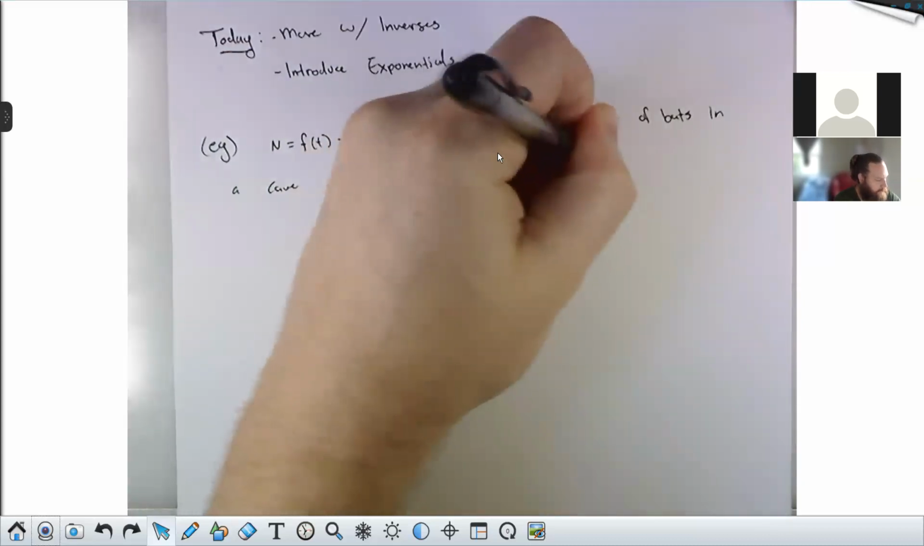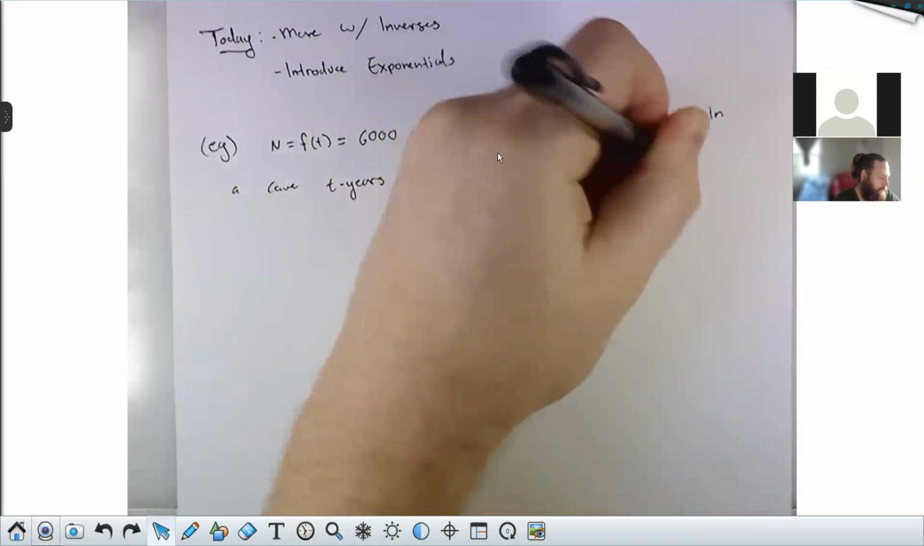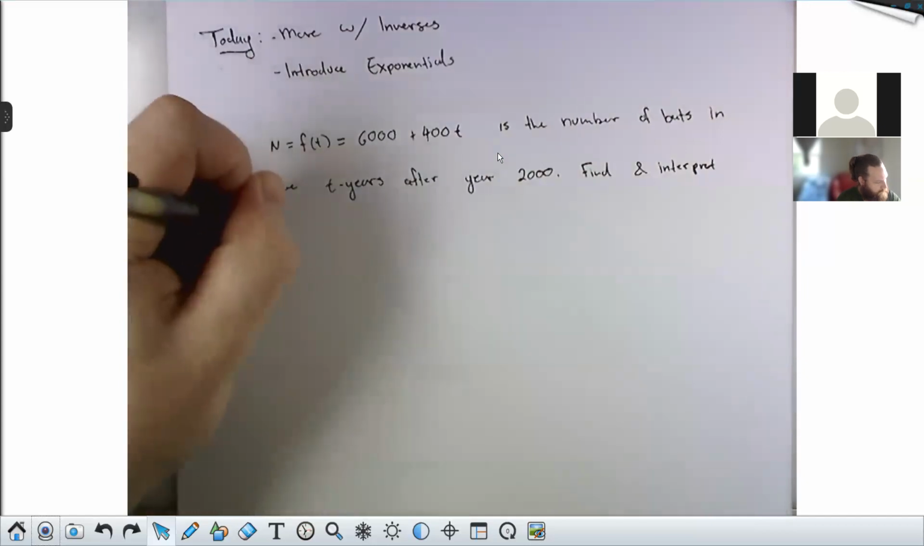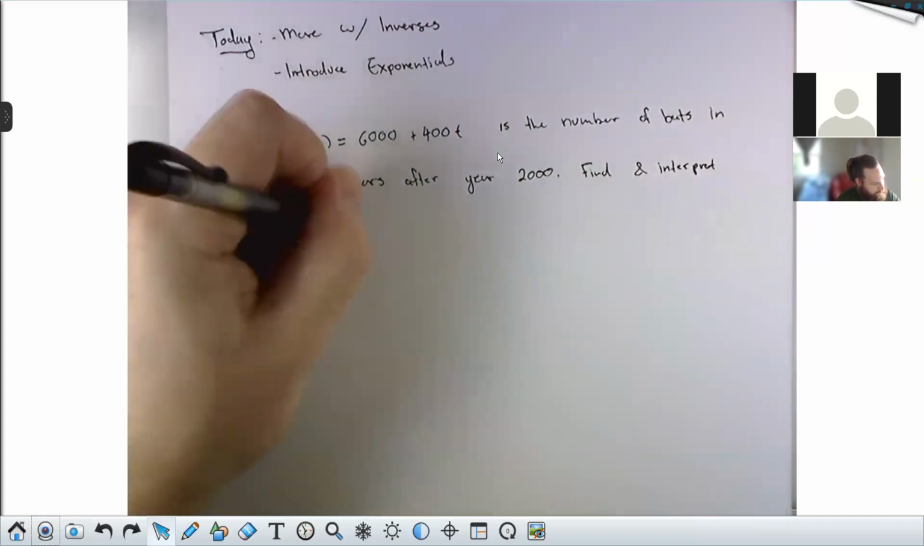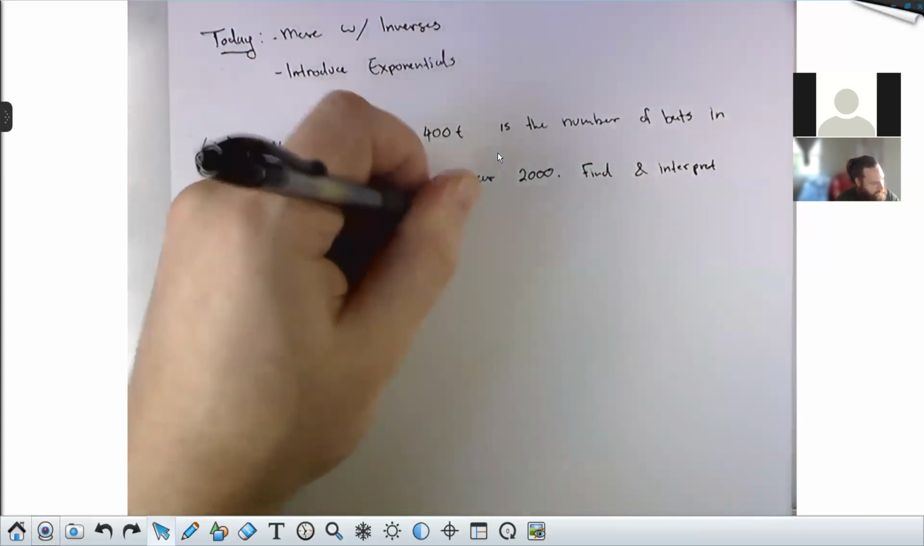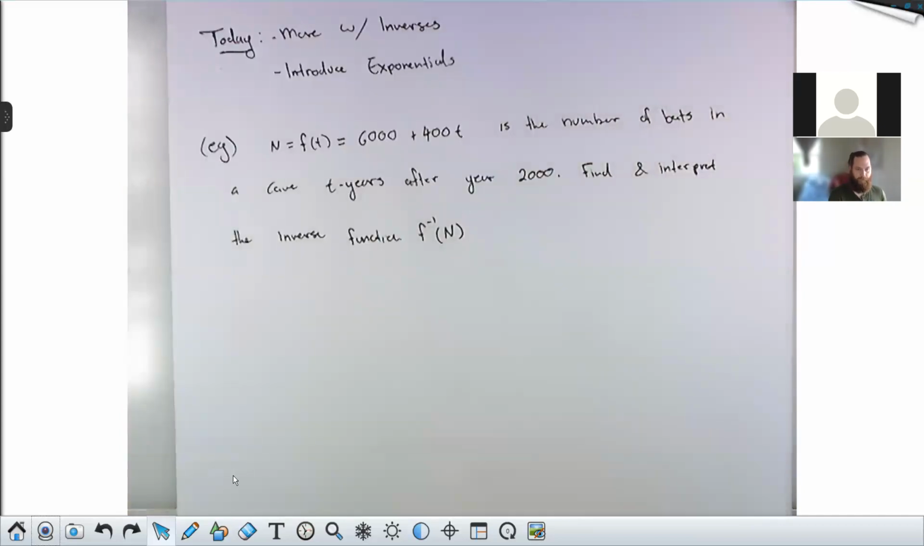They want us to find and interpret the inverse function and call it f inverse of n. Okay. So there's a slightly simpler problem in the homework set before this, where you're given the circumference as a function of the radius, and you're asked to find the radius as a function of the circumference. The notation that was being used there is the same notation that's being used here. If you find the variable labels a little bit confusing, maybe look back at that one.